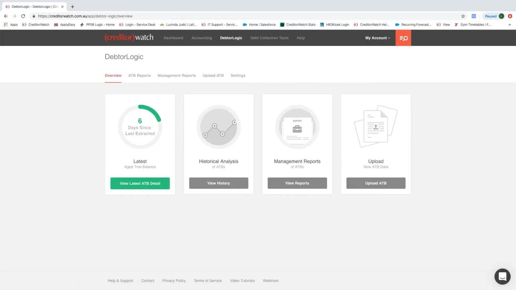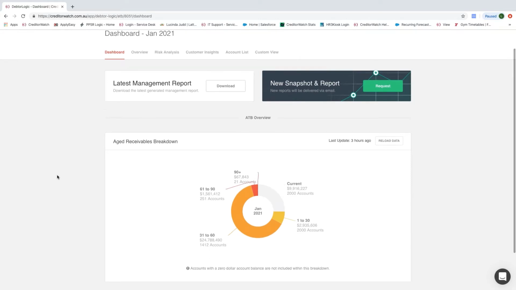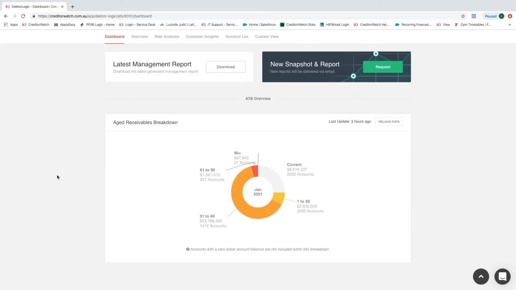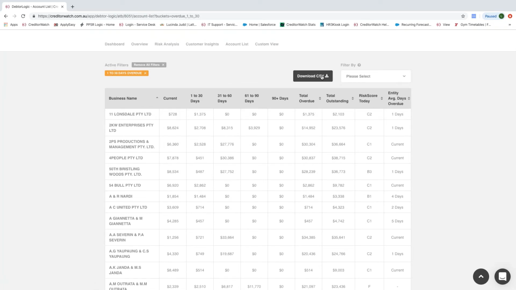As I said, let's jump into the latest ATB breakdown. And straight away, what you're seeing here is a visual breakdown of your aged receivables. So instead of maybe looking at a spreadsheet, you've got this pie chart here. It's all interactive. You can click into a specific portion. Let's say you wanted to focus on the 2,000 accounts in 1 to 30, which is just shy of $3 million. So you can actually target these different portions of your ledger and pull these lists from the system.